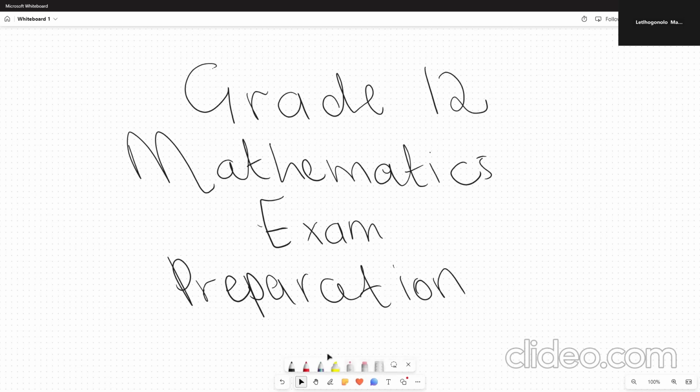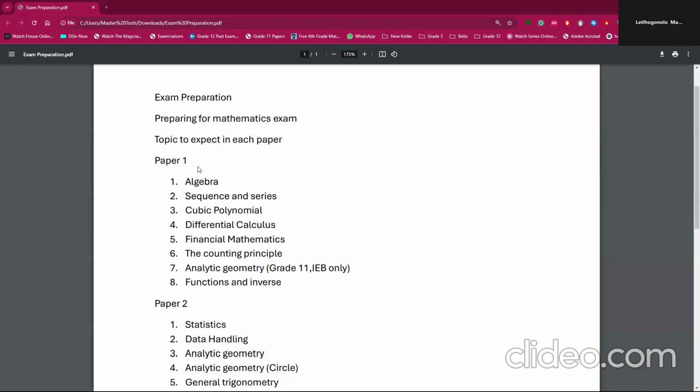Now, let's talk about what you're going to expect for your exams, your matric exams, to be more specific. So, for paper one, you can expect algebra. This is your inequalities, solving for x, solving simultaneous equations, and also looking at the nature of your roots. Then we have sequences and series, which include geometric patterns, arithmetic series, arithmetic patterns, and a little bit of quadratic patterns.